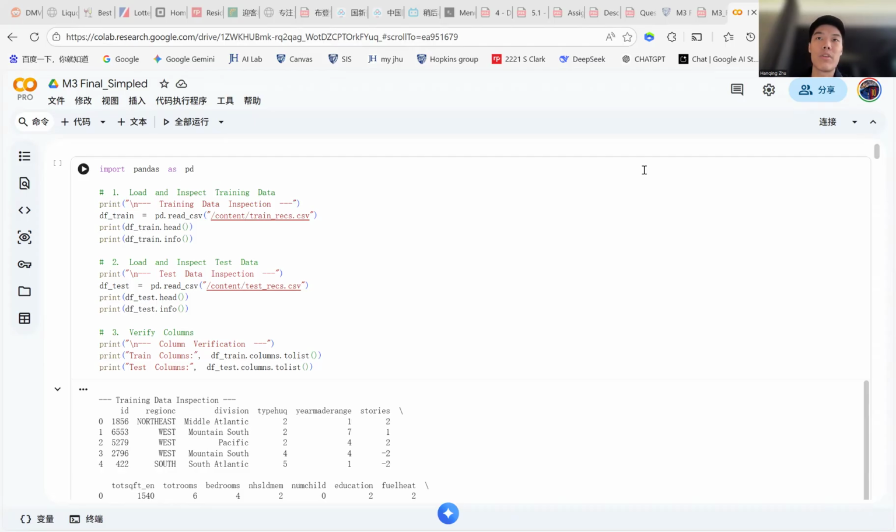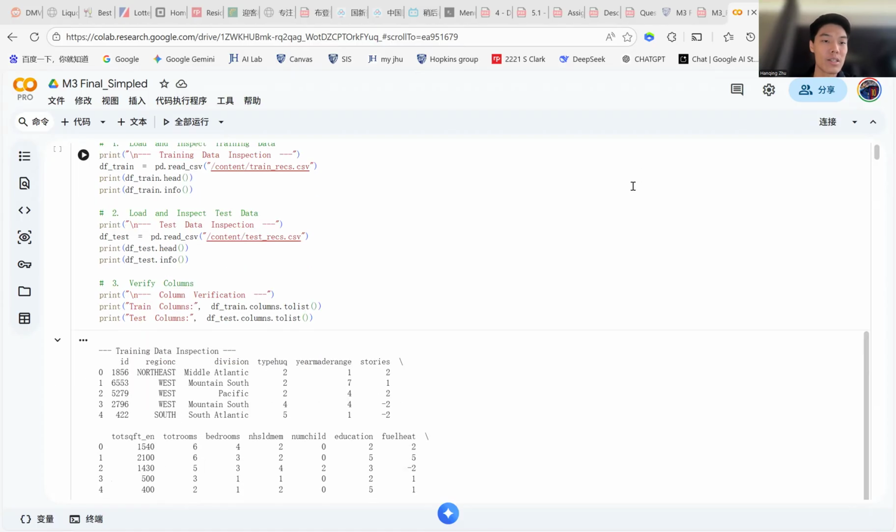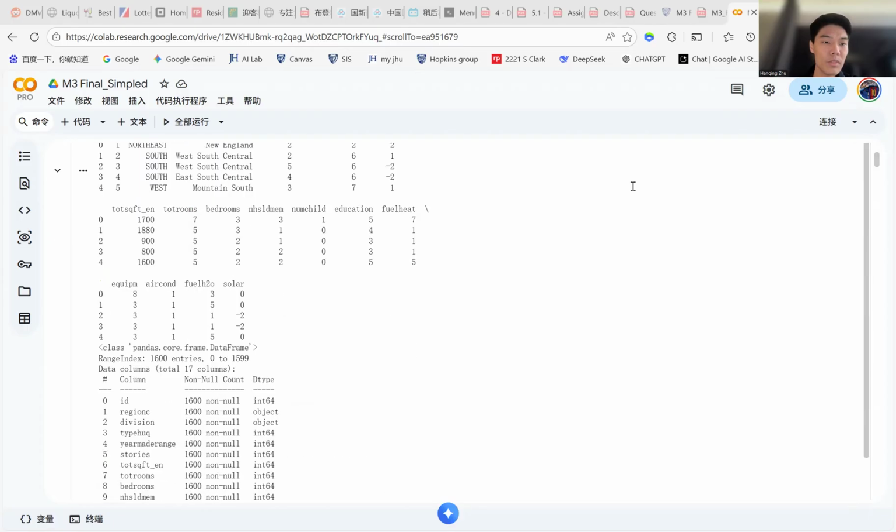We were provided with data from the RECS, which includes a wide variety of features from the region and climate to the type of heating equipment used. My journey to the final solution was not a straight line. It was an iterative process of analyzing data, testing hypotheses, and progressively refining my models using advanced machine learning techniques. You can see, first of all, here I loaded the datasets and verified the columns.